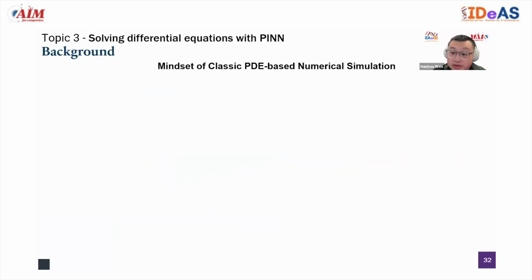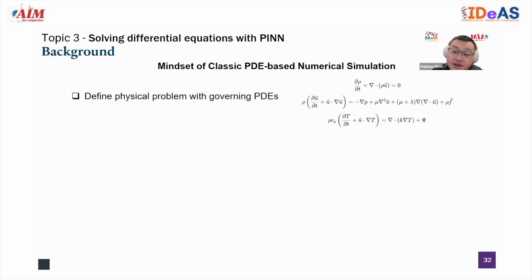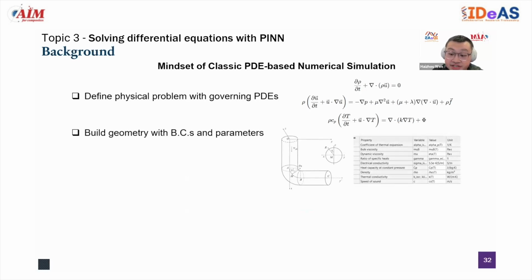So when we talk about classic PDE-based numerical simulation, there is always a conventional mindset. The first step is to clearly define the physical problem using appropriate governing equations, usually in the form of PDEs. These equations capture the core physics laws involving the system, like fluid flow, heat conduction, and wave motion. Then we build the geometry of the system and apply the necessary boundary conditions and parameters. This means setting up things like domain size, wall inlets, physical constraints, material properties, and so on.